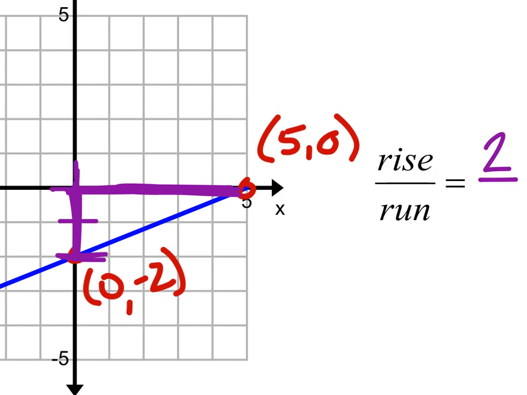Now from right here, I'm going to go to the right to that point. 1, 2, 3, 4, 5. So I went to the right 5. That's a positive 5. Let's simplify this. Done.